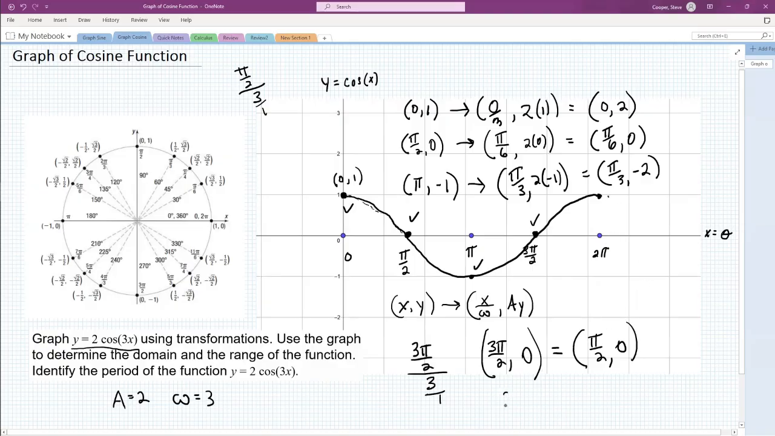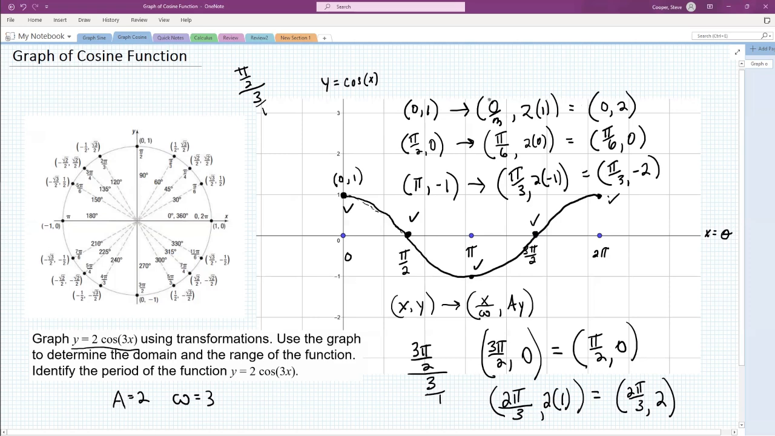So 2 pi divided by 3 is already in lowest terms, and then I'm going to take 2 times 1, right? Okay, so for our last point, we end up with 2 pi over 3 and 2. Okay, so we got that one as well. All right, so we could graph this now if we have our coordinates. What I'd like to do instead here, I just want to test our results.